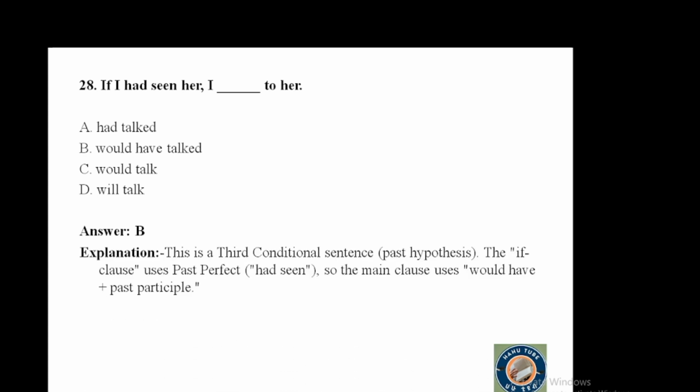Question number 28. If I had seen her, I blank to her. A. Had talked. B. Would have talked. C. Would talk. D. Will talk. The answer is would have talked. This is a third conditional sentence, past hypothesis. The if clause uses past perfect, in this case had seen, so the main clause uses would have plus past participle. Hence, if I had seen her, I would have talked to her is the correct, complete sentence.